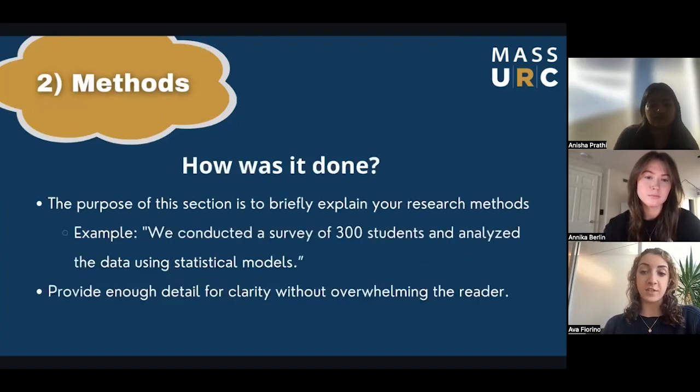Second, we have research methods. The purpose of this section is to enable the reader to understand how you've conducted your research. You'll want to include information such as the sample size, the duration of the study, and so on. For example, we conducted a survey of 300 students and analyzed the data using statistical models. Be sure to provide enough detail for clarity without overwhelming the reader and without yet revealing your findings to your audience.